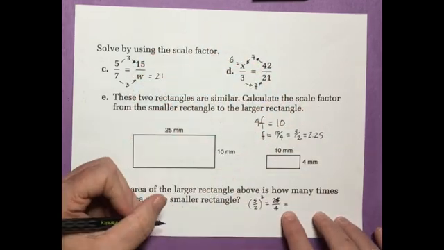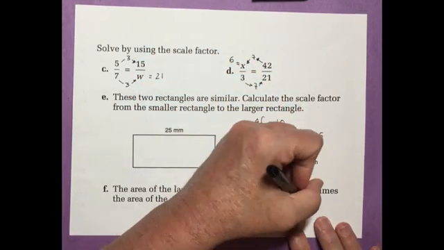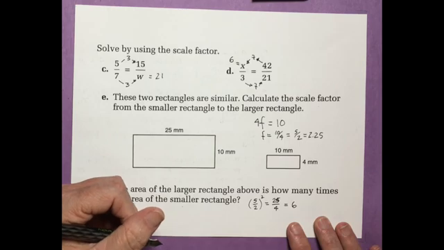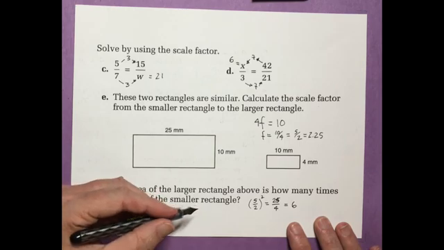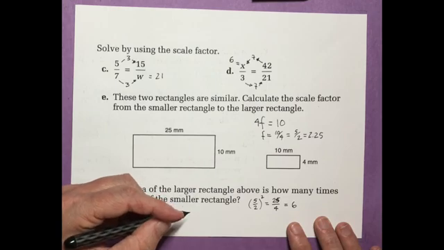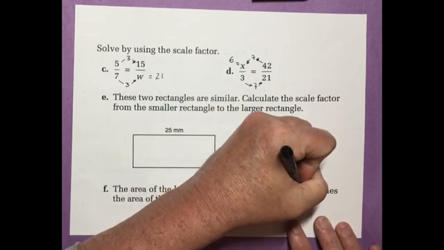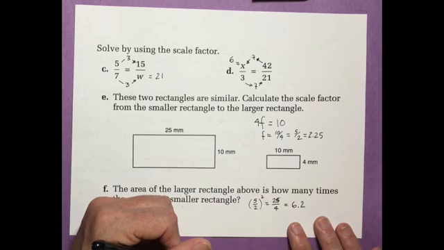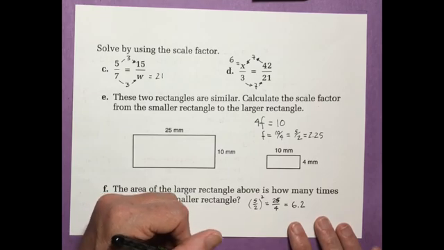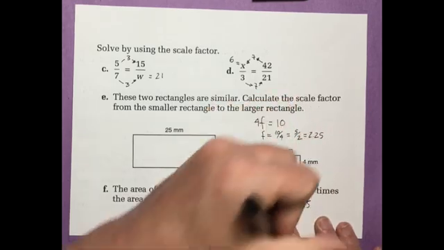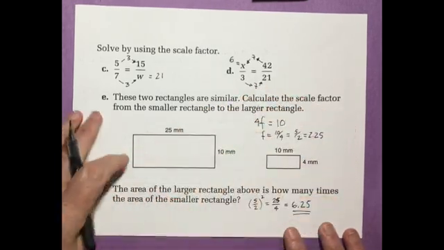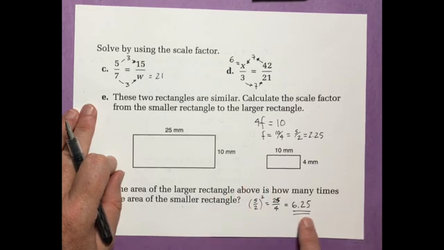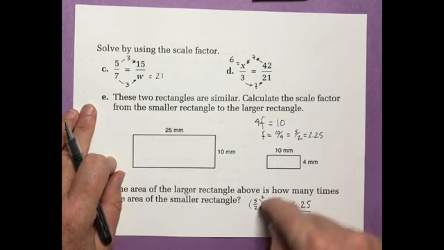Actually, I'm just going to convert that to decimal. So 4 goes into 25 6 times with a remainder of 1. So 4 goes into 10 2 times with a remainder of 2. So 6.25. I should have seen that much sooner than that. So the answer to the question, how many times larger is the area of the larger rectangle than the smaller rectangle? Well, 6.25 times. It's the square of the linear factor.